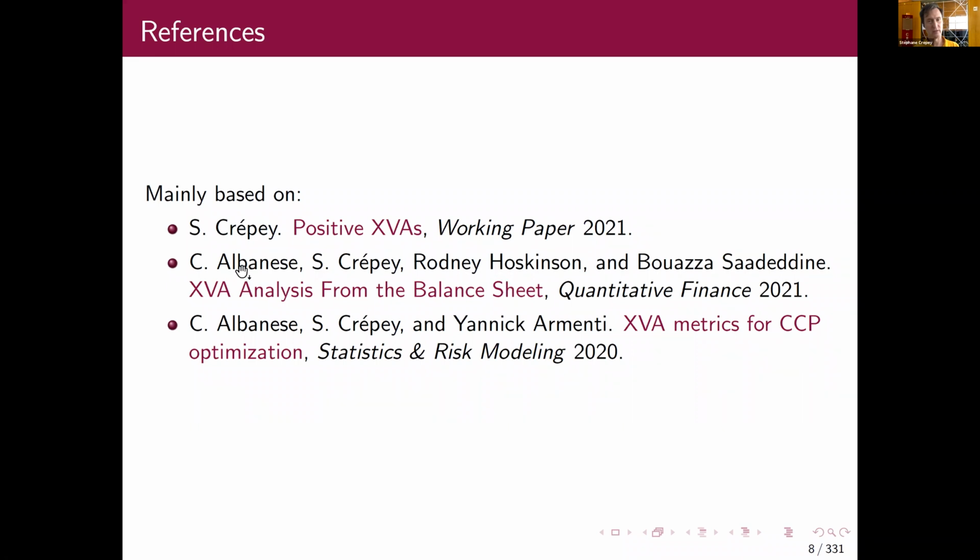So Claudio Albanese is specialized in XVA and other front office analytics. Ron Skidson is a quant at ANZ Bank in Singapore. Boisa Saladin is a PhD student. Yannick Armonti is a former student and now a senior quant at BNP Paribas, specialized on CCPs. Which means this paper is at, let's say, abstract and conceptual level, and it is then applied in these two companion papers to bilateral trade portfolios and to centrally cleared portfolios.